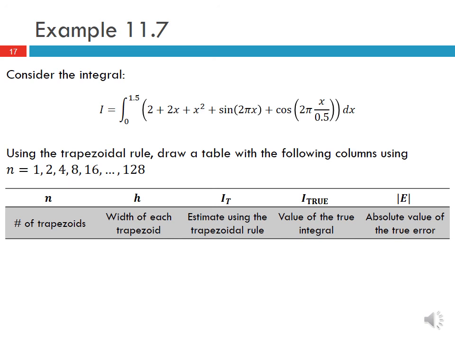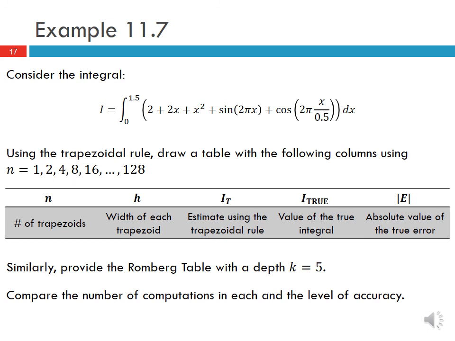We want to find, for each of those n as prescribed, h, which is the width of each trapezoid; the estimate using the trapezoidal rule; I true, the true value of the integral, so that would be the same for all of the rows; and then the absolute value of the true error. And then we want to provide the Romberg table with a depth of k equals 5 and compare the number of computations in each as well as the level of accuracy.